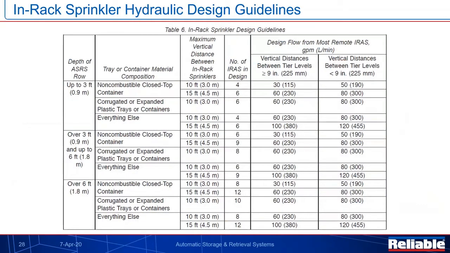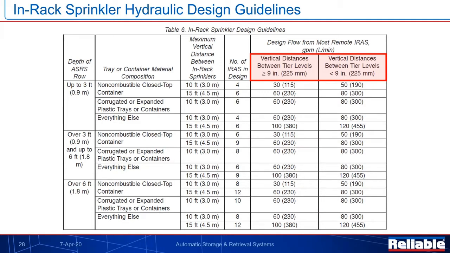Now that we know about how to lay them out horizontally, how to lay them out vertically, we now need to focus on how do we calculate these types of systems. And it first starts with identifying the depth of the row. Once we identify the depth of the row, we now have the ability to look at the container material, the distance, and then get our number of sprinklers that's in the design. And for those of you that were wondering when all 10 of those pieces of information actually are needed for design, we finally see a reference to vertical distance between the tier levels.